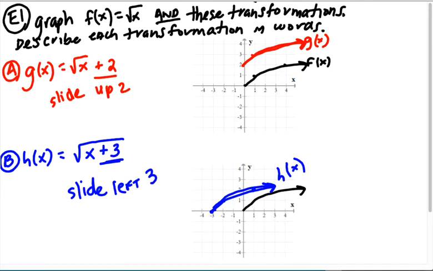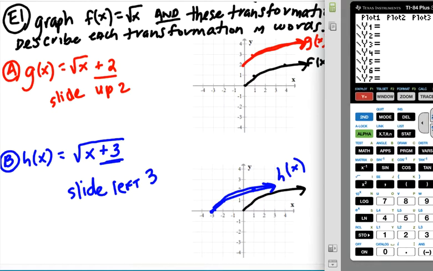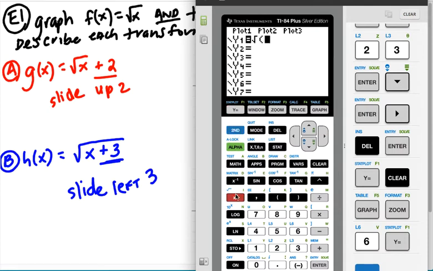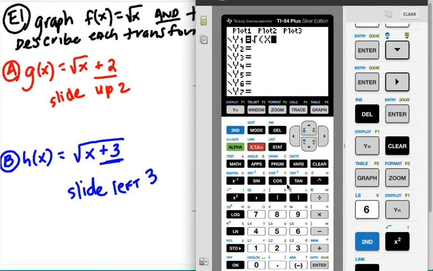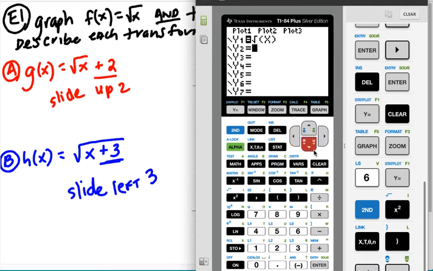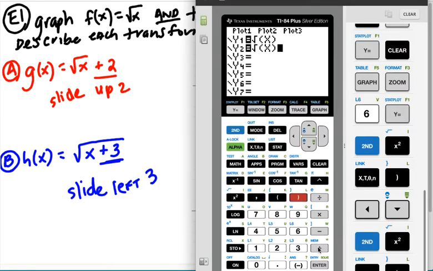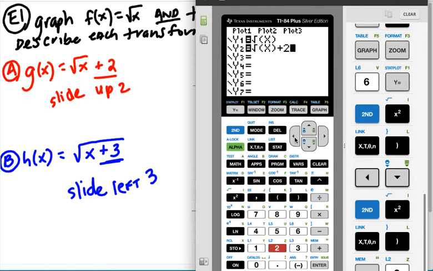Now, if I go ahead and pull out a calculator to show you what this would look like on a calculator just to prove my point, right? So what I'm going to do is I'm going to put the square root, right? So I'm going to do second squared. So I'm going to do square root of x. So my f is going to be the original function, right? And then down here, let's go ahead and do a g. So I'm going to do square root of x, and plus 2.